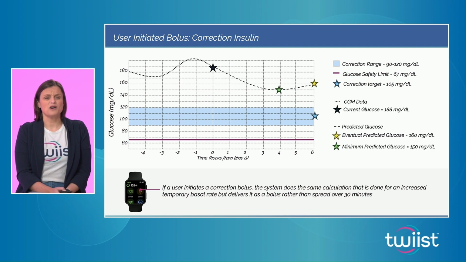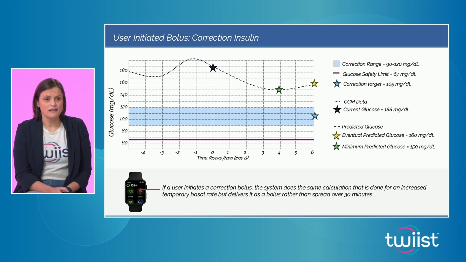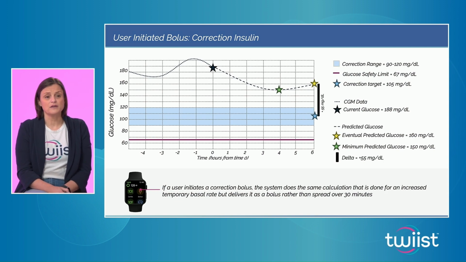But if the person doesn't want to wait, and they look down at their watch and see that their glucose is high, and they say, I'd actually really like to get this down faster than delivering that insulin over a half an hour, they can initiate the correction bolus from either their watch or from the phone with these 2 orange arrows. In that situation, the algorithm is going to calculate what that bolus needs to be. Same calculation as we did on the last slide, but the person is going to receive this insulin as a bolus.